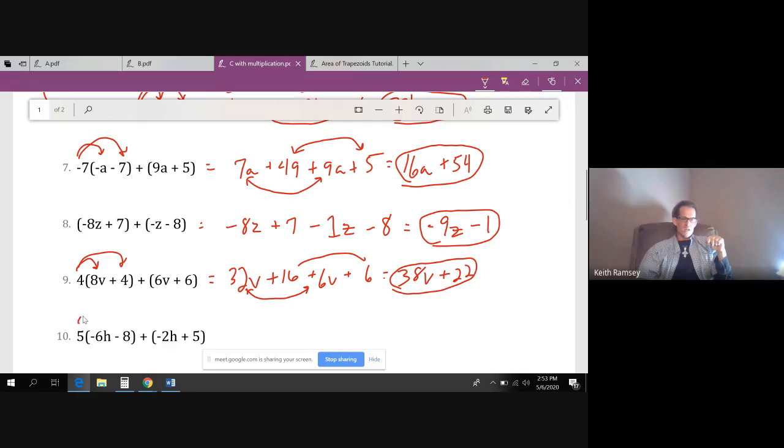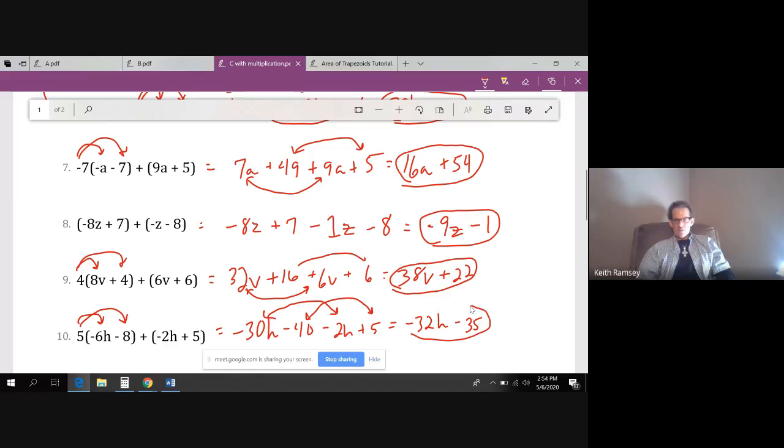One more to do together. 5 times negative 6h. Positive times a negative is going to equal negative 30h. 5 distributed to negative 8 is going to be negative 40. Nothing to distribute here, so I'm just going to rewrite negative 2h plus 5. And look for like terms. Here's an h and here's an h. They're both negative. Negative 2 and negative 30 are going to become negative 32h. Then numbers that don't have a variable. Here's this negative 40. It has no letter next to it. It goes with this 5. So negative 40 plus 5 is going to be negative 35. And that's your answer for number 10.